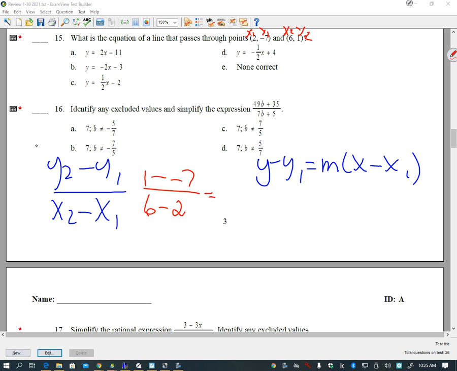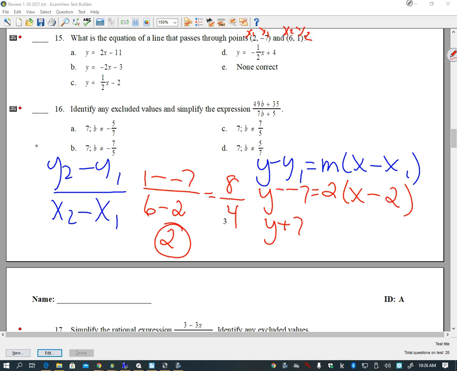Okay, so I got 1 what? What's my 8 over 4, which is 2. So I have a slope of 2. So whenever I go to plug that in, it goes here, correct? Okay, and I get x minus what? 2. Okay, and I get y minus what? Negative 7. So I got y plus 7 equals 2x minus 4.